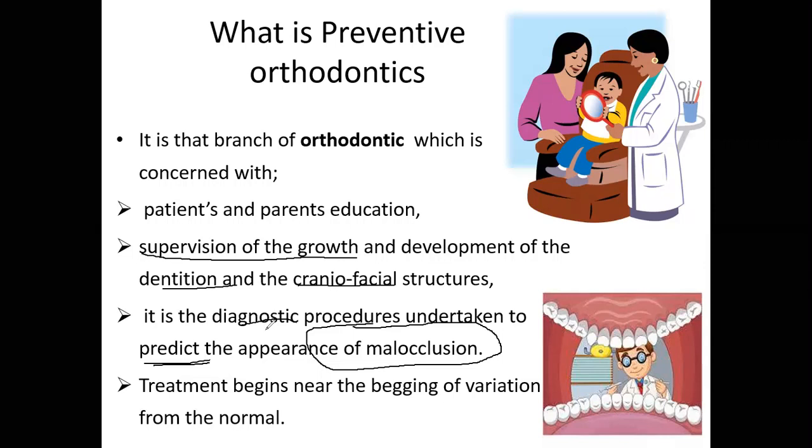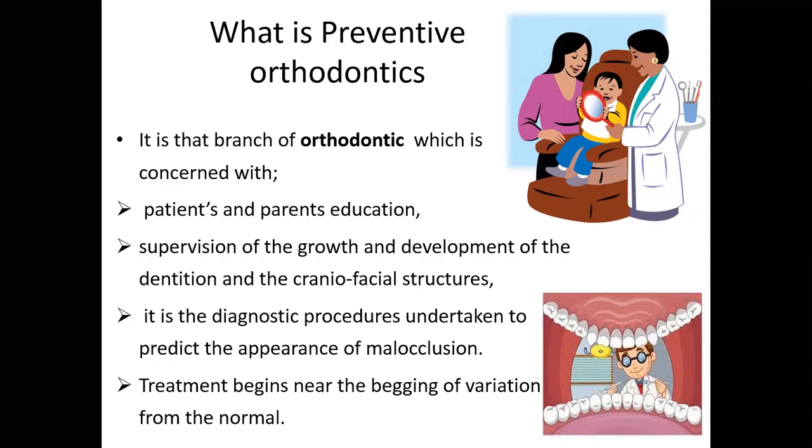So the dentist or orthodontist tries to stop all those problems in order to prevent the occurrence of malocclusion. So in a nutshell, what do we say? That preventive orthodontics is the branch of orthodontics which is undertaken to predict a future malocclusion which is going to arise, and it helps orthodontists to prevent the occurrence of dentofacial problems.